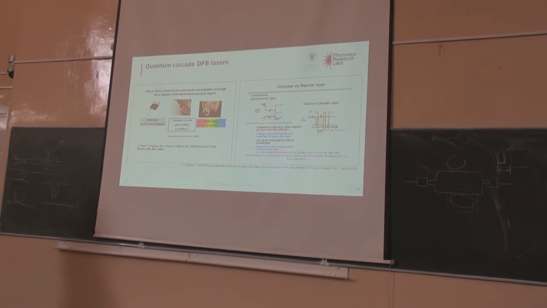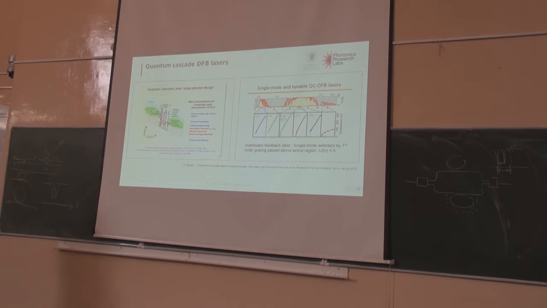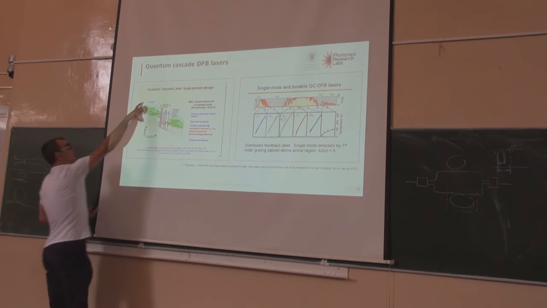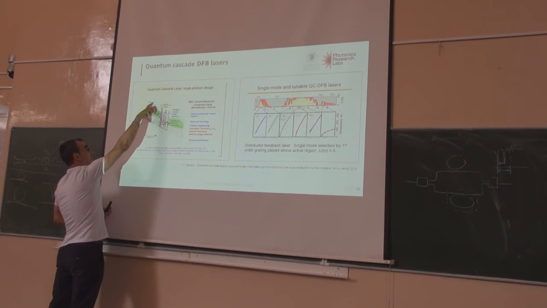But is there a way to create a laser without engineering the band gap? The answer is yes. It's a quantum cascade laser, which is actually a stack of layers of materials of different band gaps. So you can see here, this is a band gap, this is another band gap, another band gap, another band gap.